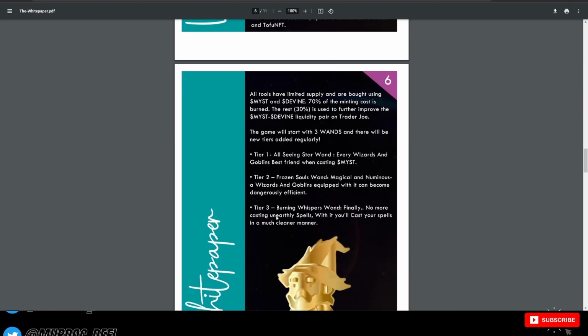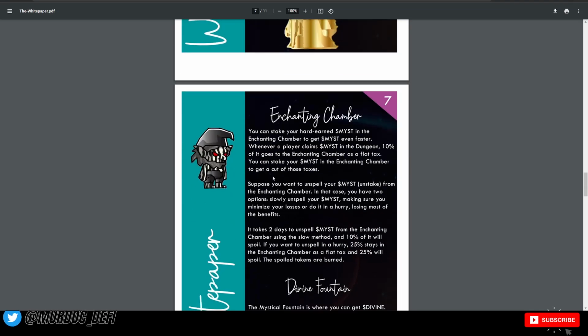So they have their three tiers here. Tier one, all-seeing star wand, every wizard's and goblin's best friend when casting mist. They have their tier two, frozen souls wand, magical and numinous. A wizard or goblin equipped with it can become dangerously efficient. And then they have their tier three wand as well.